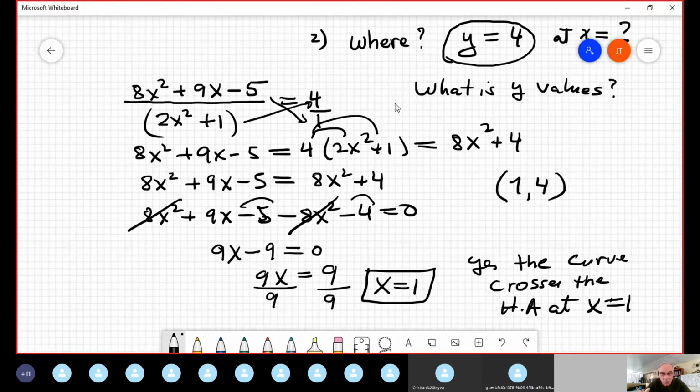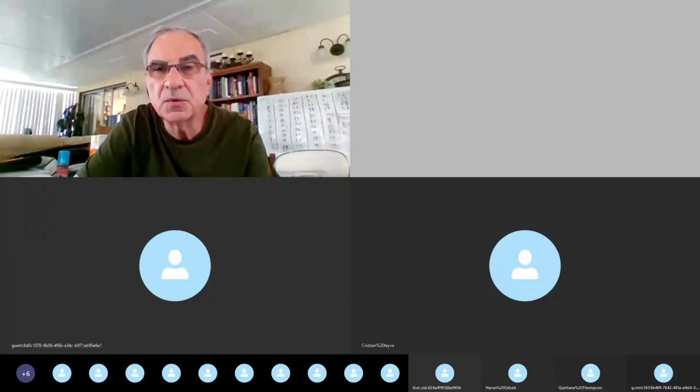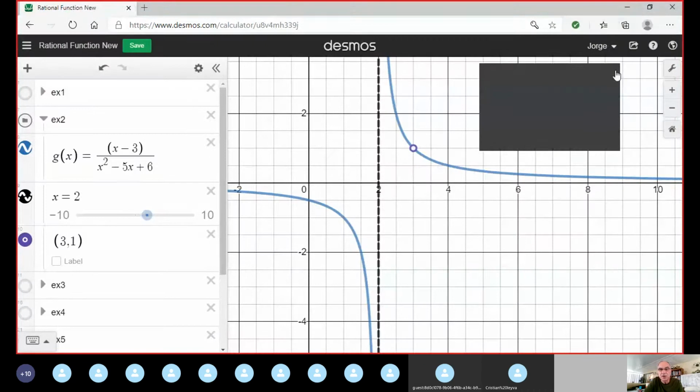I want to show you this example in Desmos. Okay, I prepared it for you. Let me switch the screen. Share with another screen to see Desmos. See, switching to Desmos. There you go. Do you see Desmos now?